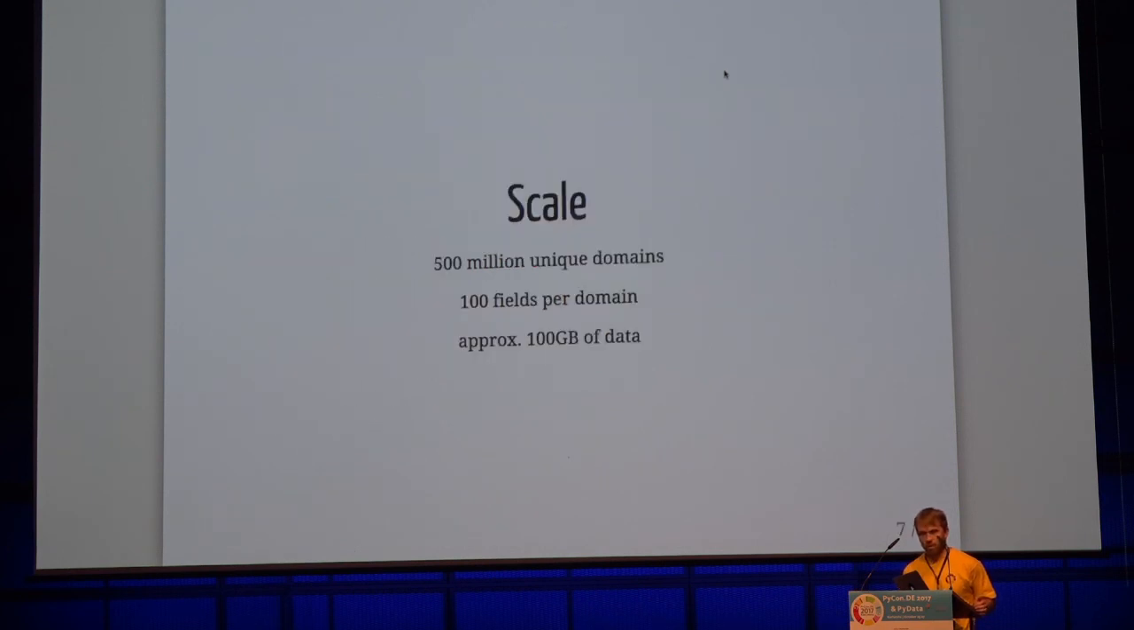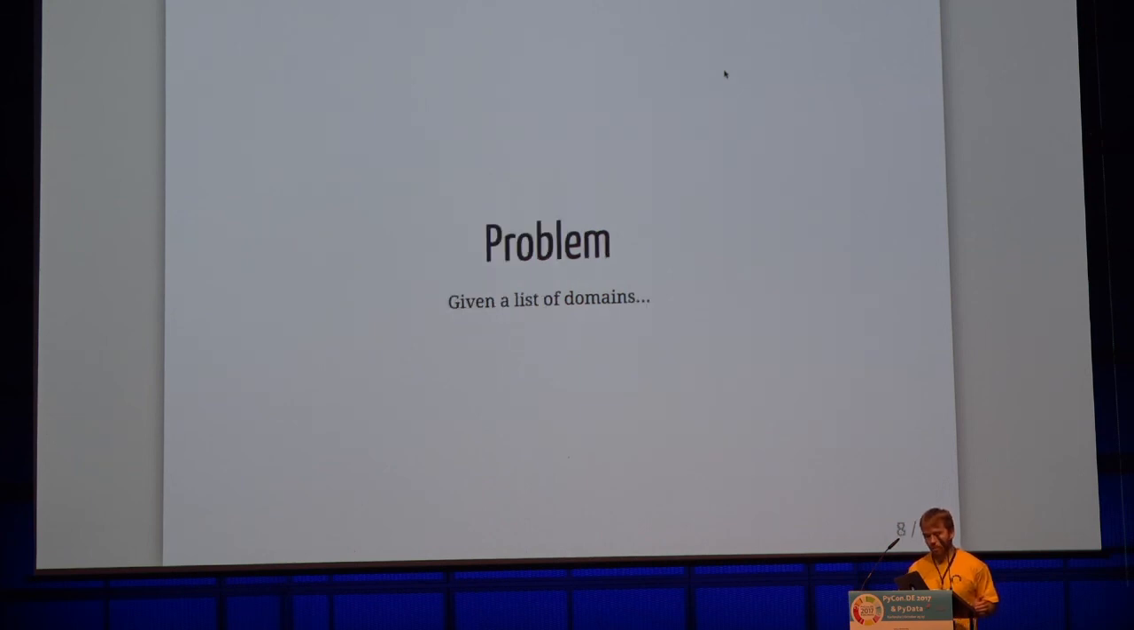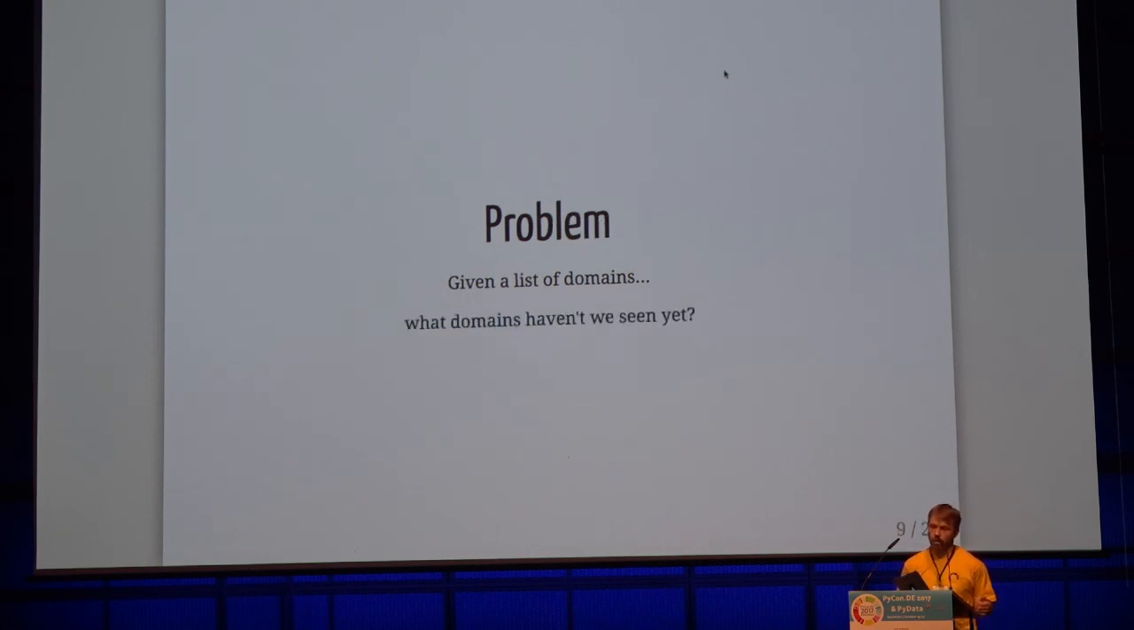So in terms of scale, I typically handle around 500 million such domains. For each domain, we collect about 100 attributes, and this adds up to about 100 gigabytes of data, give or take. So one of the problems that we've recently had to deal with, and which inspired this talk, is: given a list of domains, how do we find out which domains we haven't seen yet?